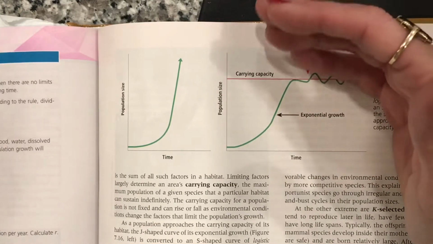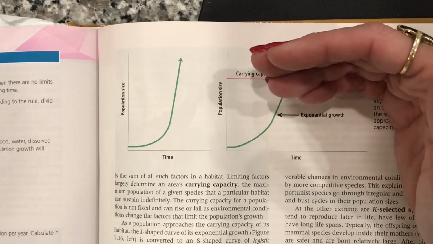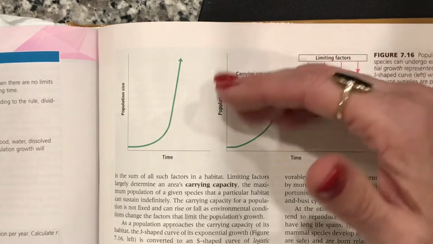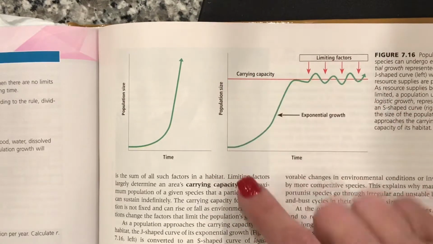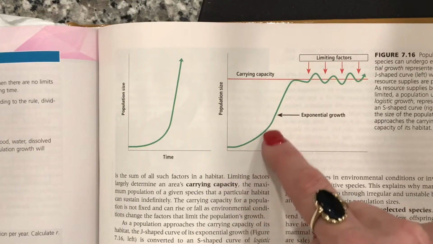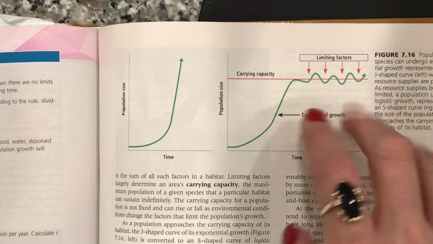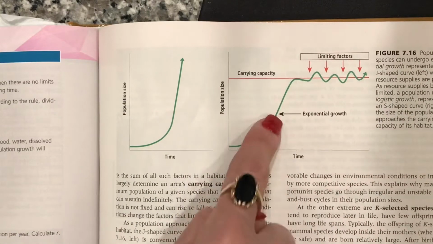Has a predator been done away with? Has a new disease arisen? Has an invasive species come in to compete with them for resources? So again, realize that this is just kind of a snapshot in time. This would be if you introduce them to a brand new area and there were none of them before, you have this biotic potential and then hit the carrying capacity. So again, understand everything that's going on with this graph.